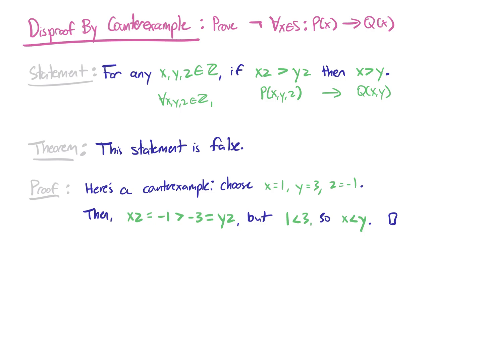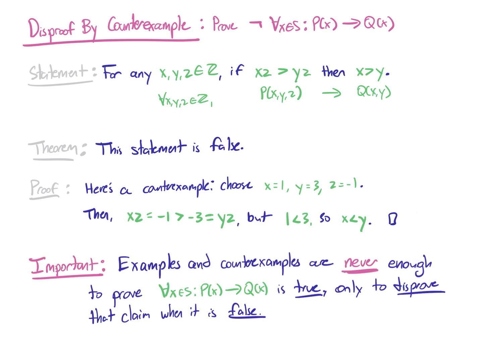It's really important to remember something. Examples and counterexamples are never enough to prove a claim about all possible things in a set. So if I have a claim of the form for all x in S, P of x implies Q of x, I am never ever going to be able to prove that that is true using an example or a counterexample. The only thing I can use examples and counterexamples for are to disprove those kinds of claims when it's false, like I did here.